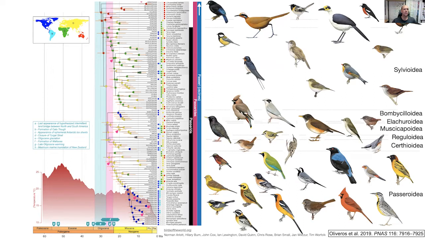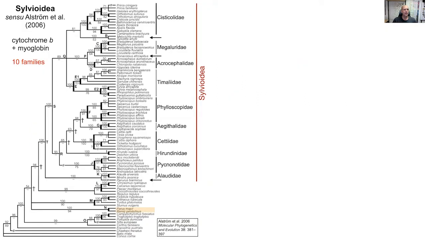we have subsequent divergence, radiation of the Sylvioidea, as well as a number of other groups of various number of species, some large, some small. So we've got, for example, the Bombycilloidea, Elachuroidea, Muscicapoidea, Reguloidea, Certhioidea, and the large group of Passeroidea. And these have dispersed across the world and multiplied. But we will focus on the Sylvioidea today.